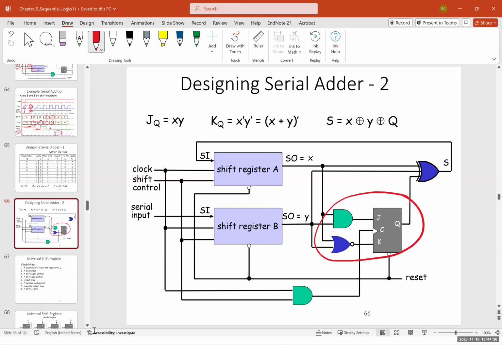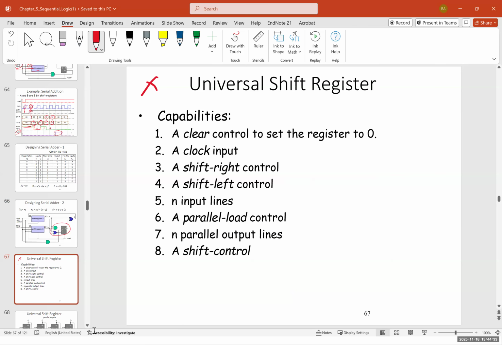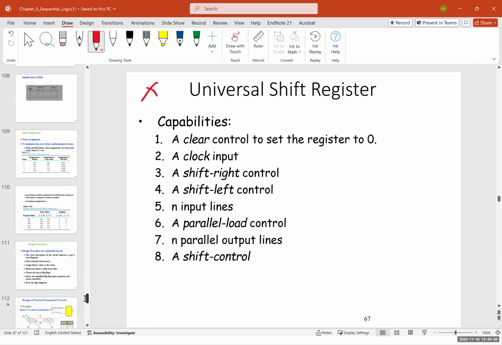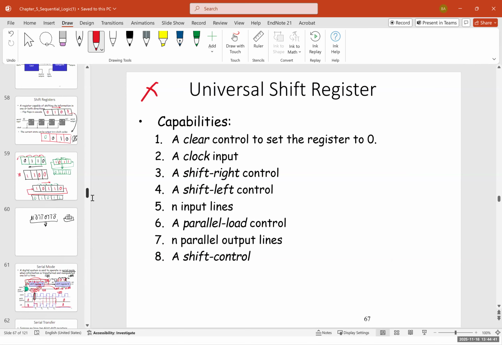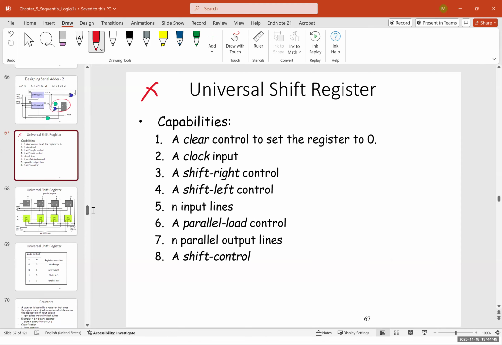I think it's enough for today up to here, because after this point we have universal shift registers, and I don't think I have time to finish it. But yeah, I think up to this point is enough. And we will continue this on Thursday.